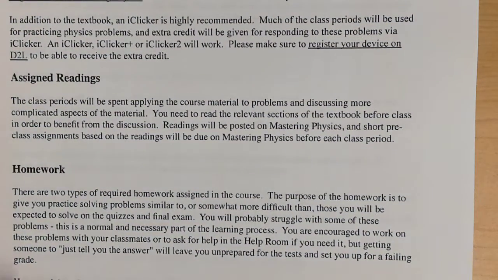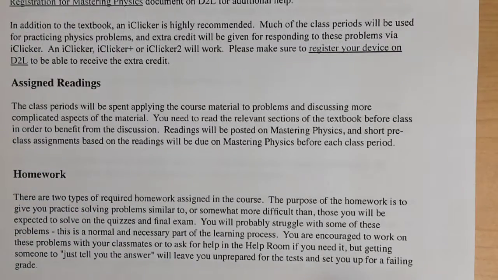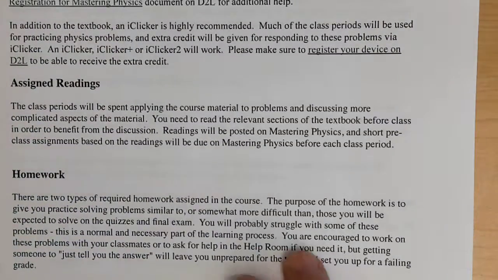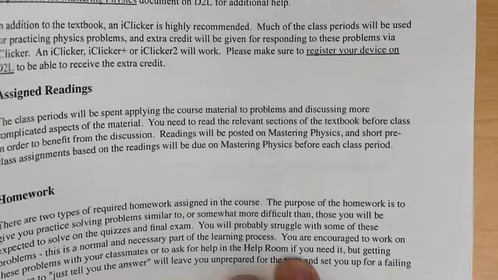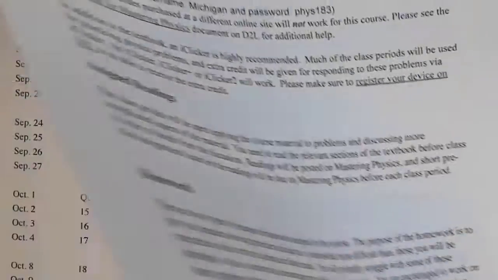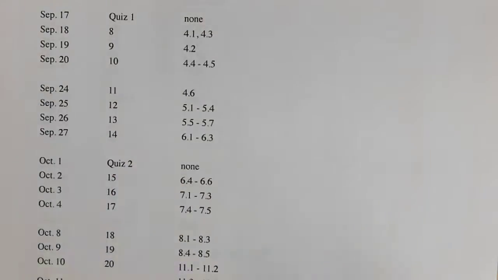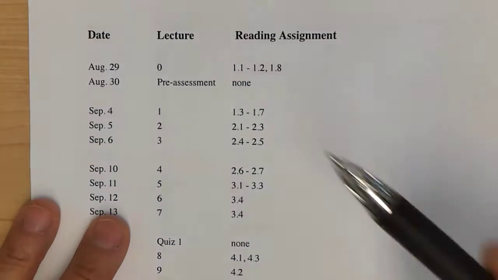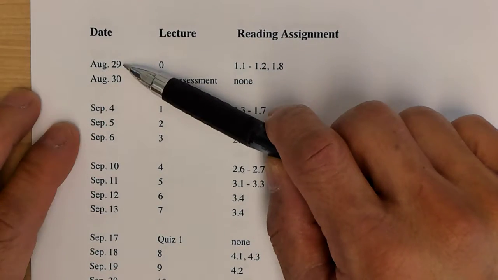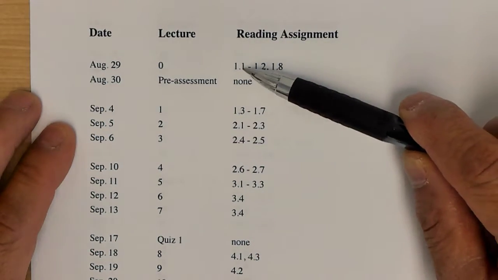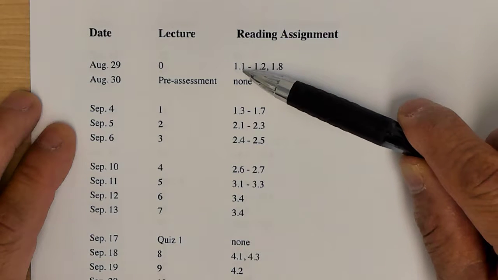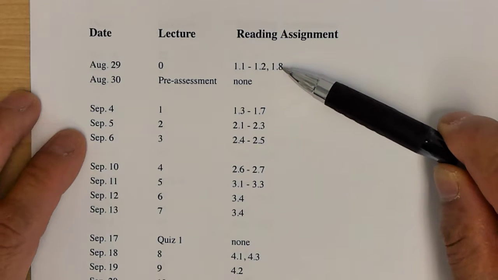All right. I will now go over the assigned readings. Okay, this is also available on the D2L webpage. So here's the schedule of the reading assignments. So here we are with the first lecture, August 29th. So you see the reading assignment is 1.1, 1.2, and 1.8.